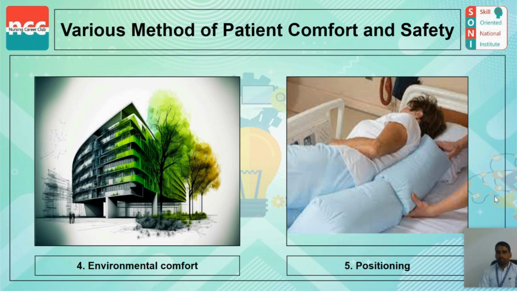Various methods of patient comfort and safety: environmental comfort. Environmental comfort means we should keep our environment free from any dirtiness, and there should be a lot of trees and plants in our surroundings so that we can get fresh air. Fifth one is positioning, and a patient should use positioning in accordance with the doctor, and he or she should use proper positioning.